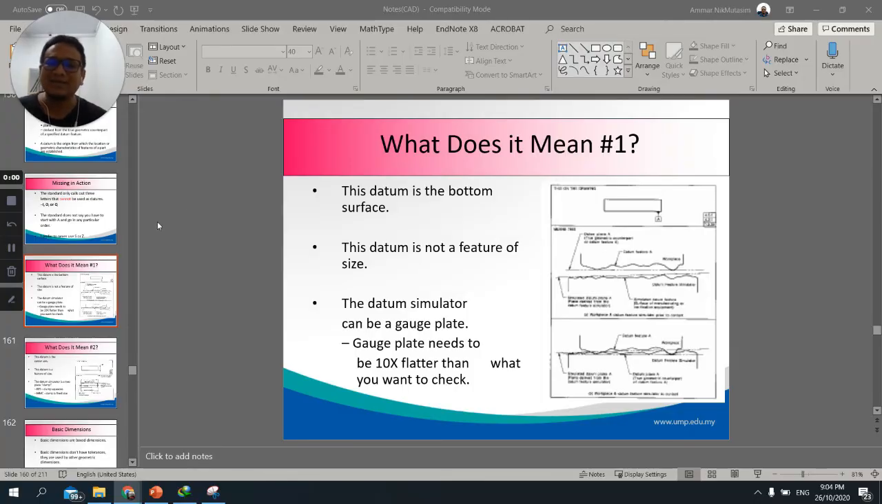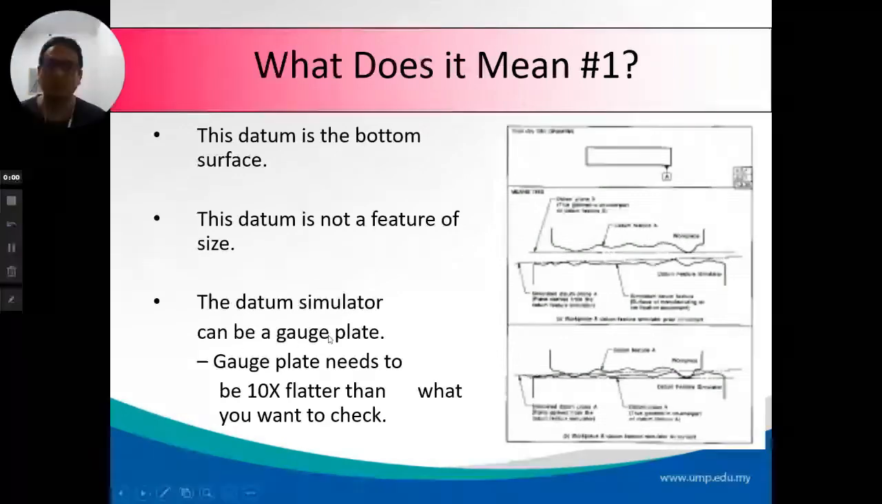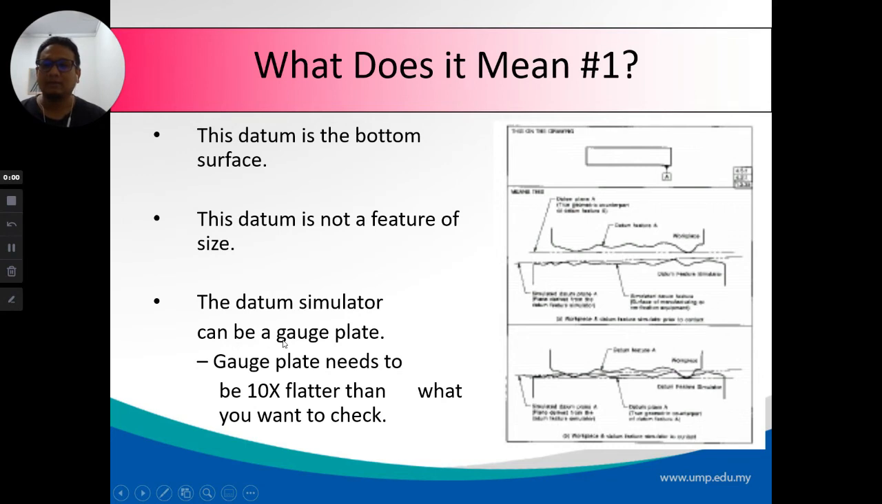So, what does it mean? Number 1: the datum is the bottom surface. If you look at the picture here, you find that the datum is on the bottom surface. The datum is not a feature of size. The datum simulator can be a gauge plate, and the gauge plate needs to be 10 times flatter than what you want to check.